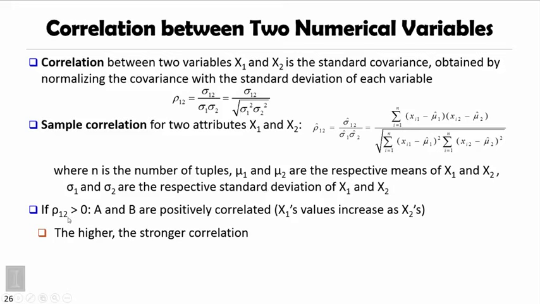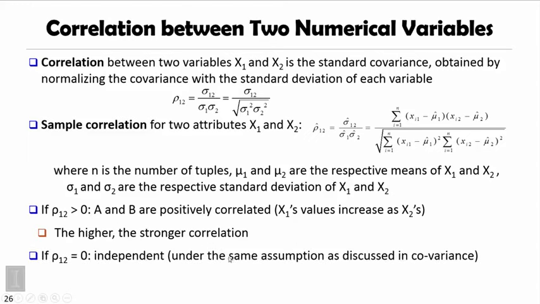If this correlation coefficient is greater than 0, that means A and B are positively correlated. That means X1's values increase as X2's do. The higher the value greater than zero, the stronger the correlation. If rho 1,2 equals zero, that implies they are independent under the same assumption as discussed for the covariance. If it is less than zero, they are negatively correlated.